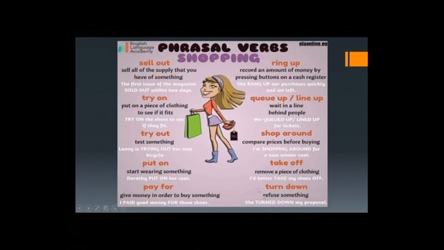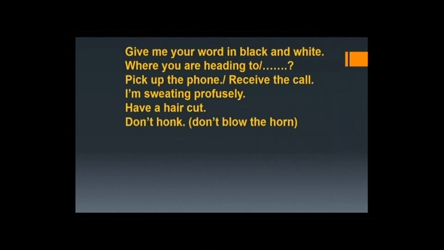Turn down, refuse something. Okay, it's a very good gesture. Turn down, he turned down my proposal, he refused it. Okay, I turned down his idea. I didn't like that idea, so I turned it down. So these are some of the ideas of shopping. Some other sentences that you can use in your day-to-day life. Okay, we will talk about something, all right?